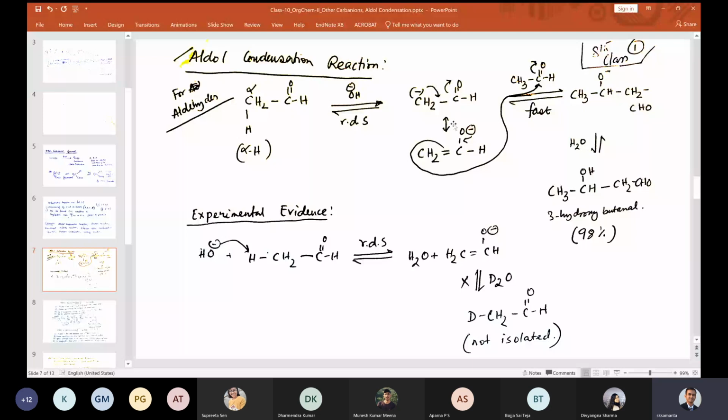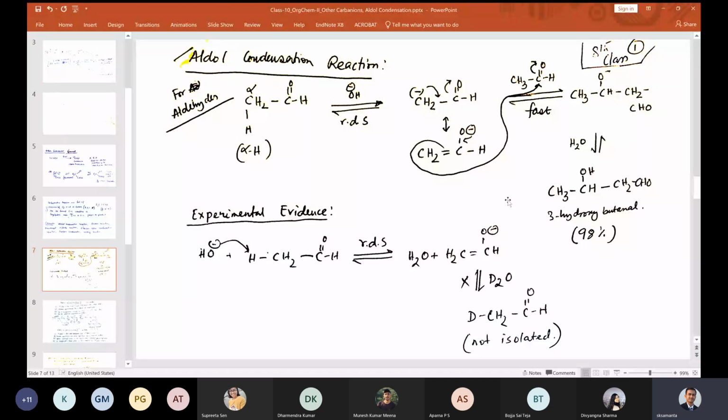Now you have another molecule of acetaldehyde in the medium. This double bond, which is nothing but this negative charge, now attacks this aldehyde. It forms O negative, so CH3CHO negative CH2CHO, correct? Which can take up a proton from water to form CH3CHOHCH2CHO. So you have an aldehyde and an alcohol. It's called 3-hydroxybutanal. Okay, the yield is 98%. The reaction is fairly simple.